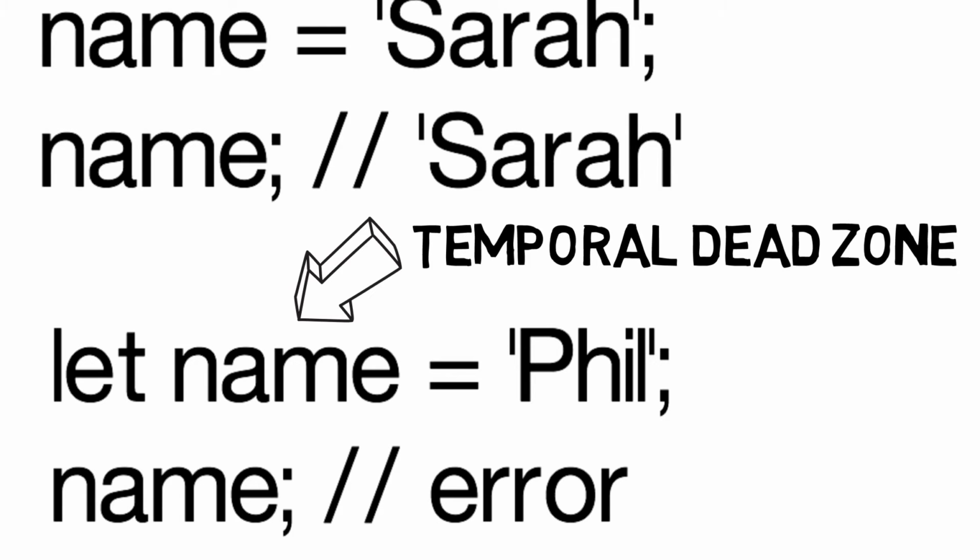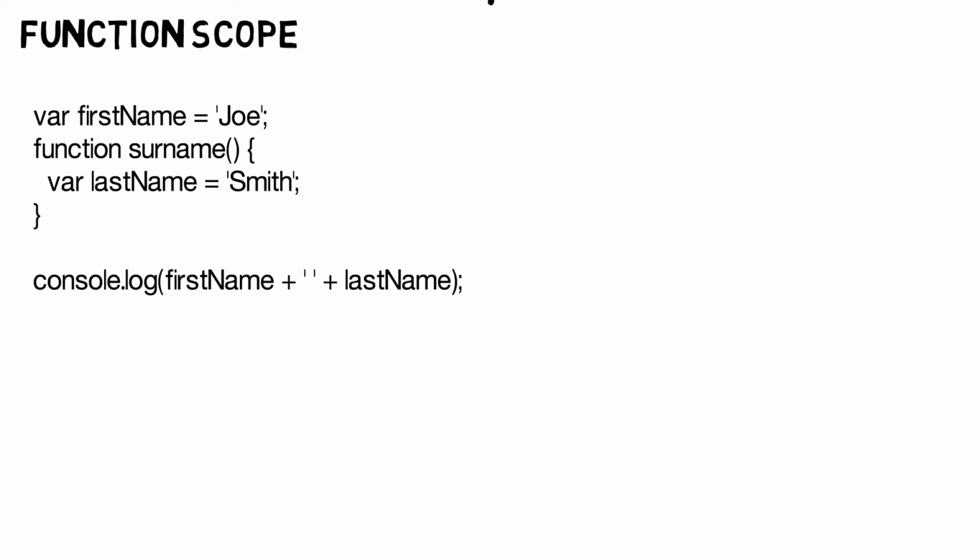Now, let's look at the most notable difference between var and let: function scope and block scope. If you are newer to JavaScript and aren't clear what function scope is, let's go ahead and look at some code. Our console.log method is going to return the values of variable first name, and then we use a string of a space and add to that the value of the last name. Our variable first name is declared globally, so our log to the console will be able to see it and access its value of the string Joe.